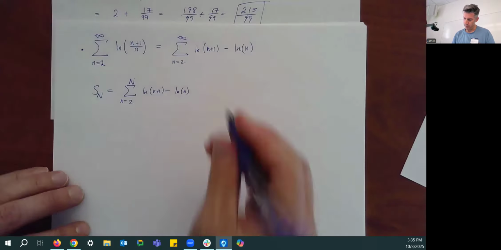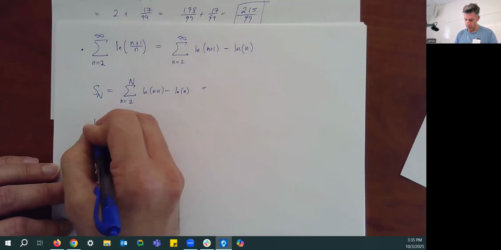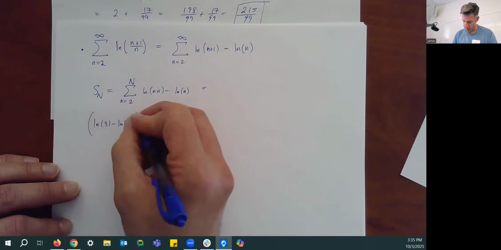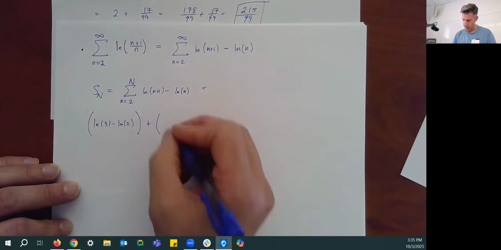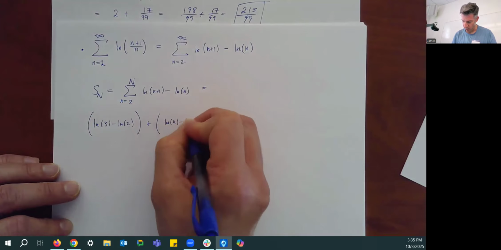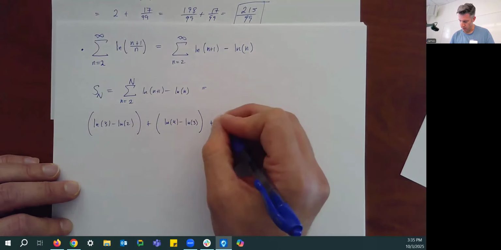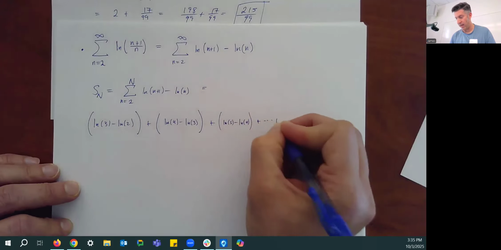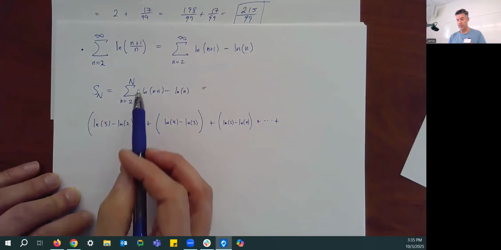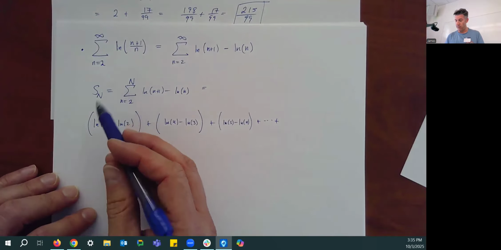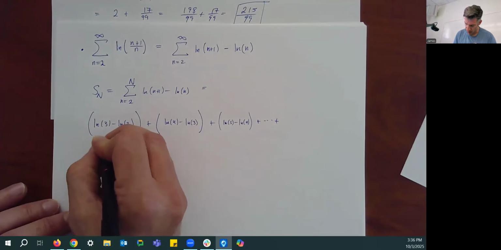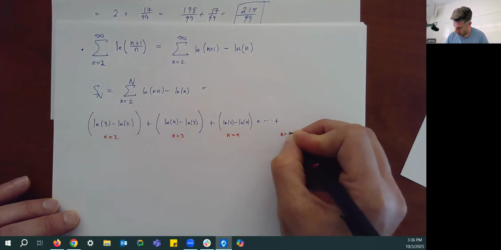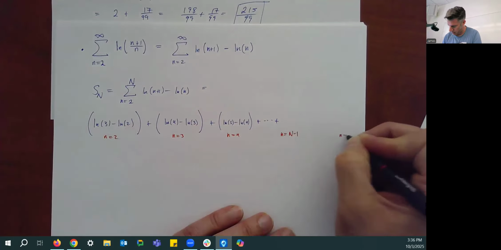So let's see what we get here. Plugging in 2, I get the natural log of 3 minus the natural log of 2. I like parentheses around each term. Plus, now n equals 3, I get the natural log of 4 minus the natural log of 3. n equals 4, I get the natural log of 5 minus the natural log of 4. And then I think it's worthwhile to write out the last two terms. Here's n equals 2, n equals 3, n equals 4, n equals capital N minus 1, and lastly n equals capital N.